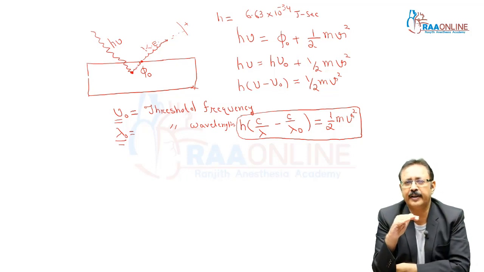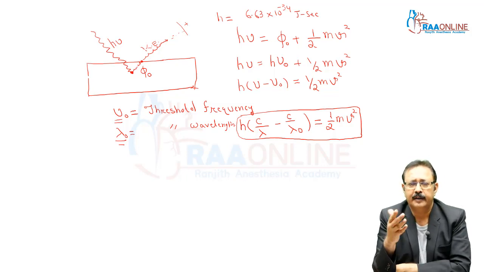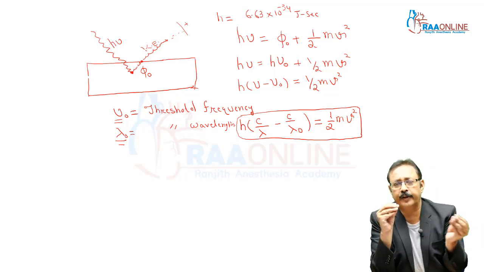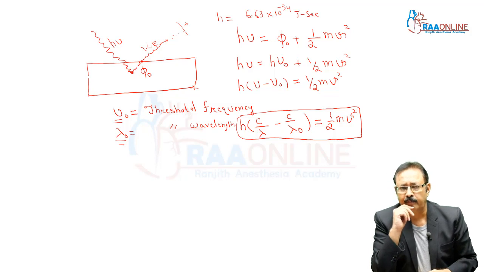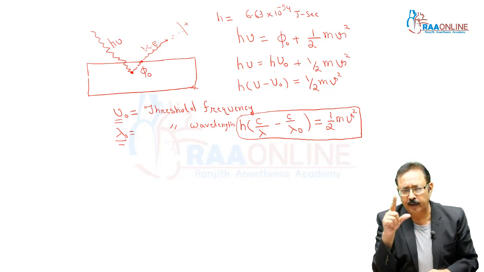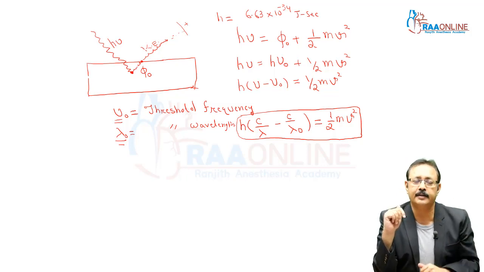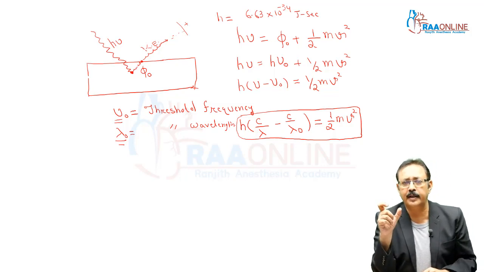But after one time, there will be one limit. Suppose 100 free electrons were moving here and there, and all are now coming into the circuit, they are moving in the circuit. After that, if you are putting in more photons, you will not get extra photoelectrons. So that current is known as saturation current.